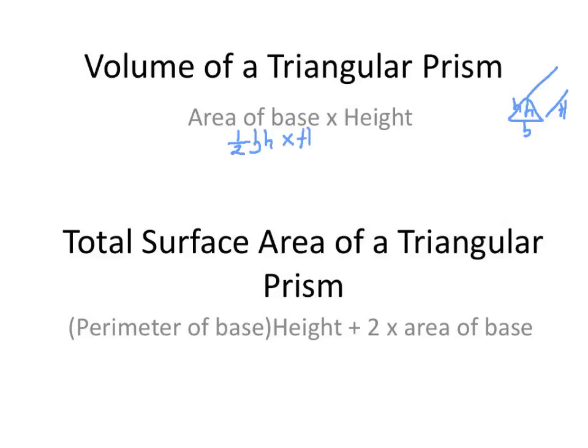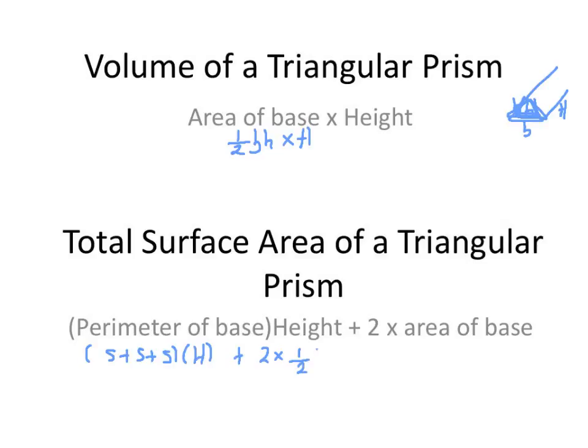And for total surface area, perimeter of its base, in a triangle, the perimeter of its base can be found by adding up the three sides. So we'd add this side, and this side. Those three sides there, I colored in nicely. It's going to be the perimeter of its base. Multiply that by the height, plus 2 area of its base.